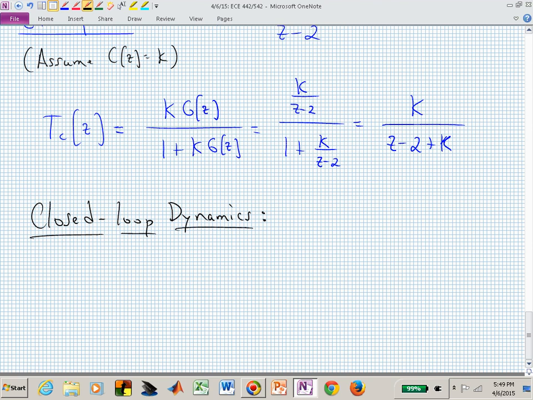Closed loop dynamics. Are the closed loop dynamics anywhere on the screen? What's T sub C of z? As a reminder, that's the closed loop transfer function, which contains the closed loop dynamics. The closed loop dynamics are where, or what governs the closed loop dynamics in general on this screen?